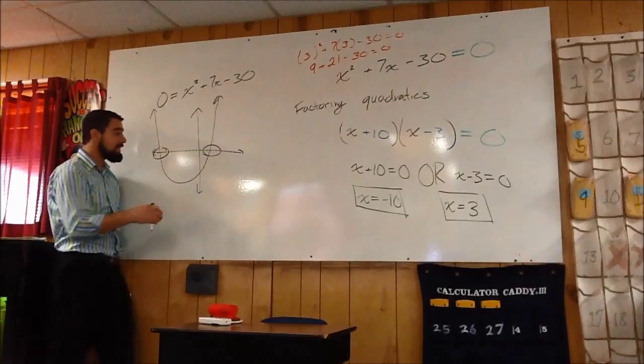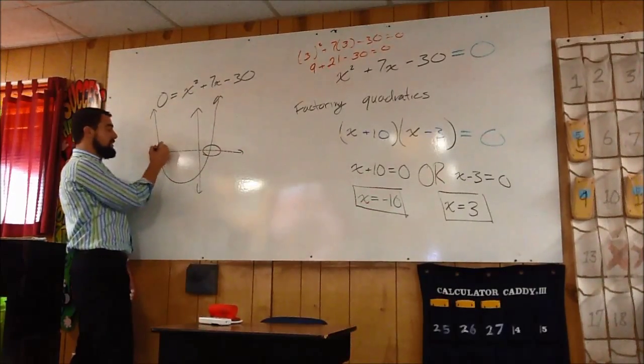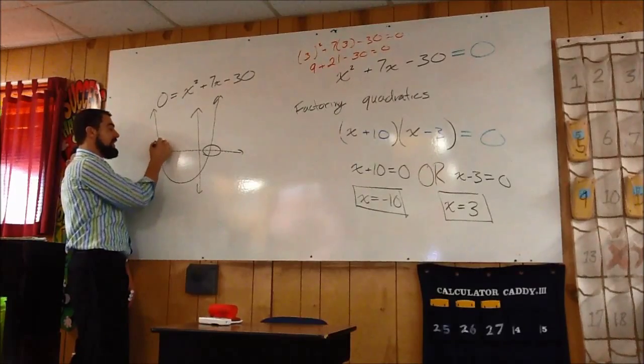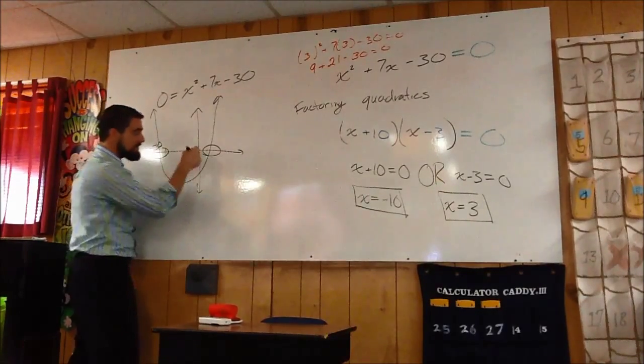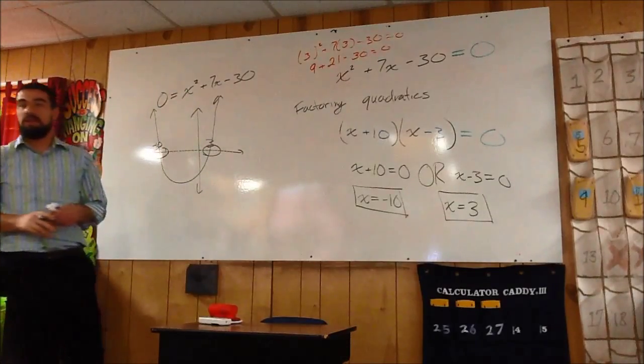And so if you graphed it, it would pass through at x equals -10. That's why I drew it way out here. So this value is -10. And it would also pass through at +3. That's where it crosses through the x-axis.